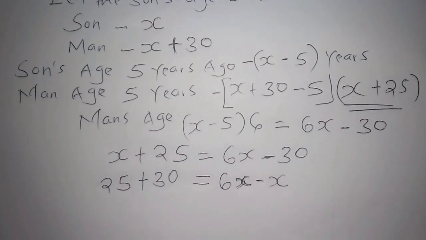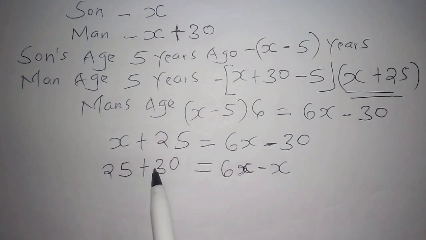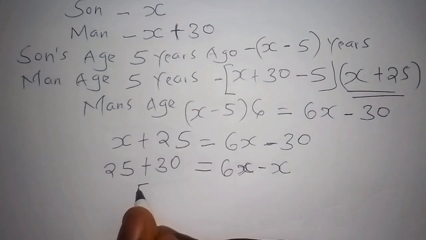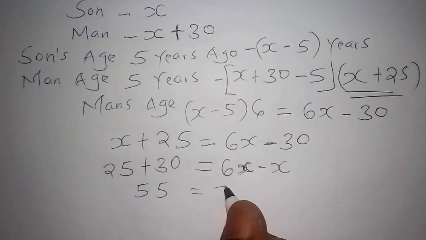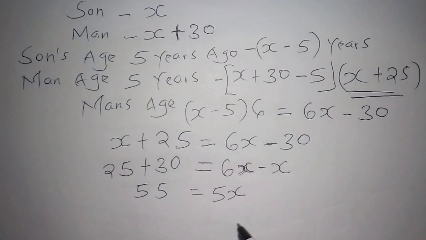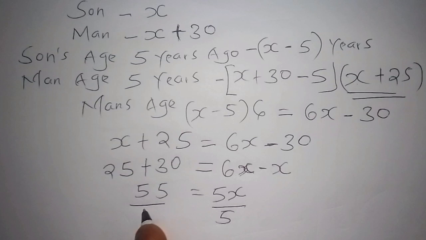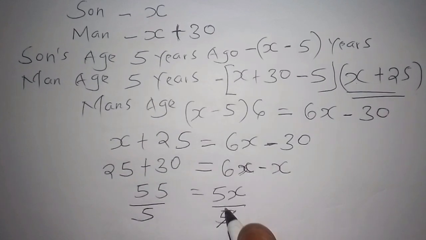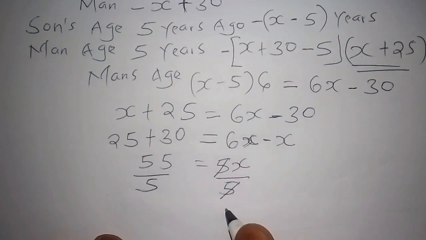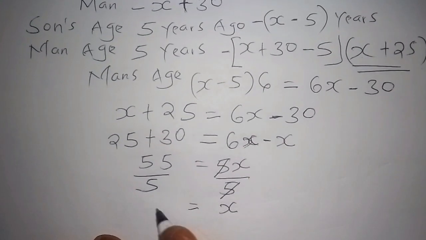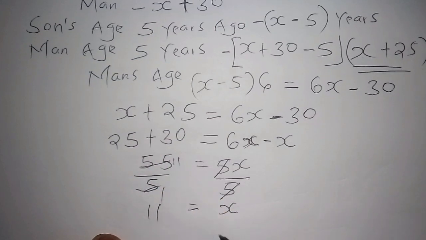So in this case, I shall continue working it out, and I shall say that 25 plus 30 is 55. So I shall have 55 here is equal to 6x minus x is 5x. For me to remain with x, I'll divide both sides by 5. Here by 5, then here also by 5. So it shall cancel all this. Now x becomes, 5 into 55, 11. So x is equal to 11.